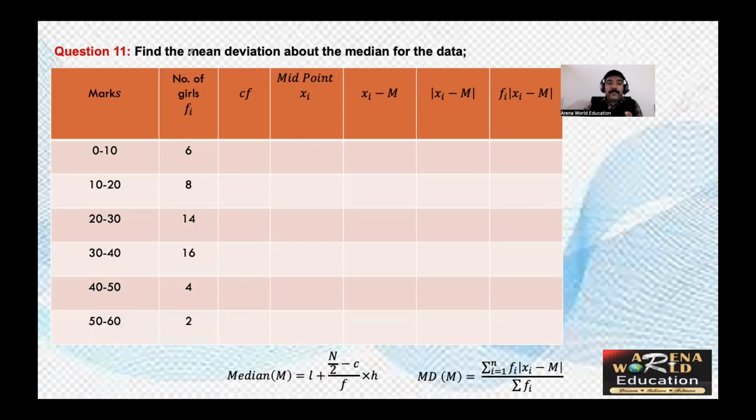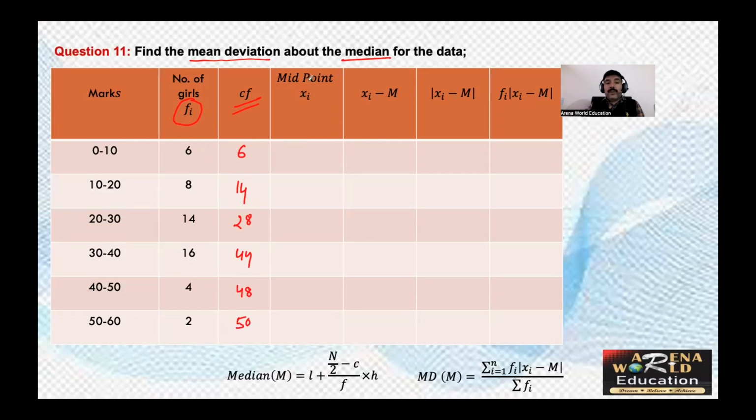Here we have to find mean deviation about the median, right? Again, class interval is given, right? And fi is already given. And we know if we have to find median, first of all, we calculate CF. CF is cumulative frequency. So what will be this? It will be 6, then 14, then 14 plus 14, 28, then 28 plus 16, 44, 44 plus 4, 48, and 48 plus 2, it is 50. Means the number of terms is 50, right?